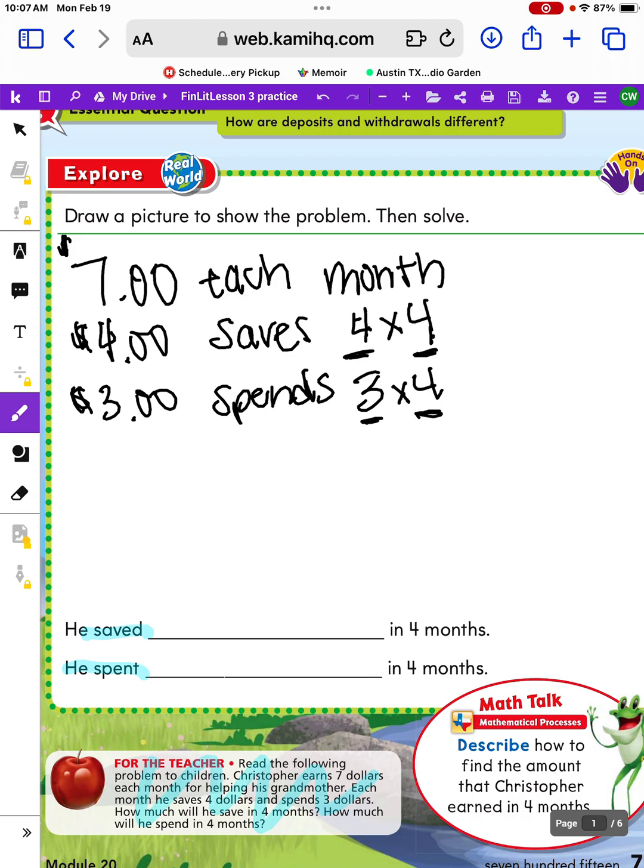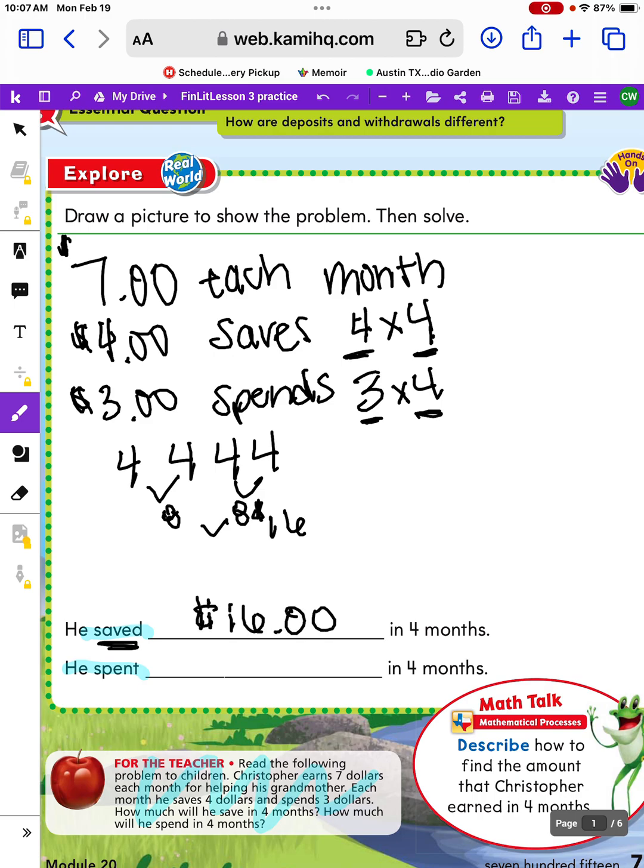So let's figure out first how much he saves. So he saves $4 a month. So I know that's $4 times 4 months is going to be 4 4s, right? Because we have 4 months, $4. I'm going to use associative property to make this easier for myself. So 4 plus 4 is 8 for both sides, and then 8 plus 8 is 16. I know this because I'm fluent in doubles. So I know that he saves $16. I'm putting my decimal and my change and making sure that it's complete.